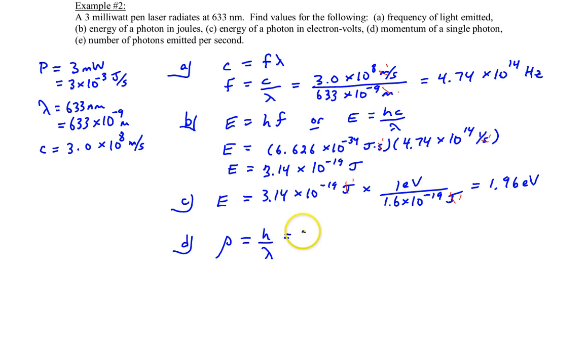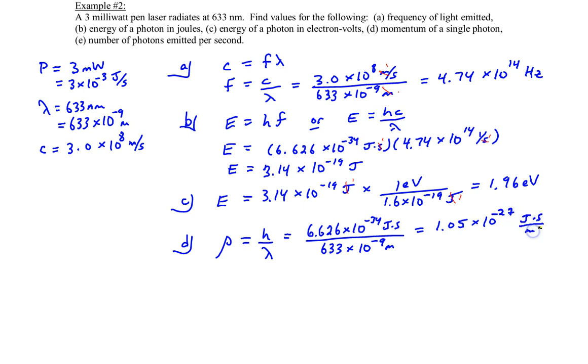So if we use Planck's constant, that is 6.626 times 10 to the power of negative 34 joule seconds, then therefore we should be using a wavelength that is in meters. So we're going to be using 633 times 10 to the power of negative 9 meters. And you're going to get a momentum of 1.05 times 10 to the power of negative 27 in joule seconds over meters. I suppose you could write it in terms of kilograms times meters per second, but that would be a little bit misleading because there's no mass, there's no rest mass.